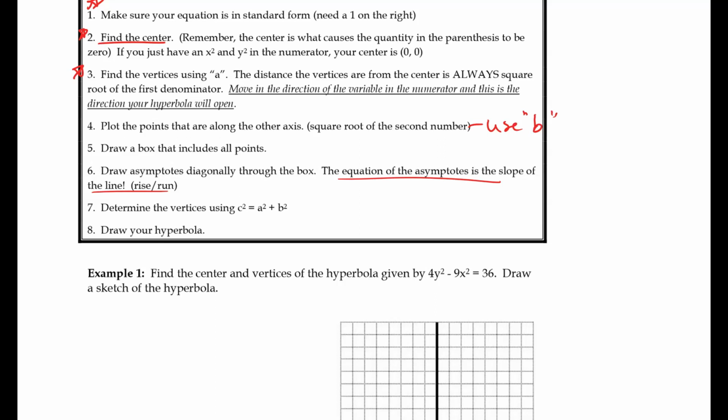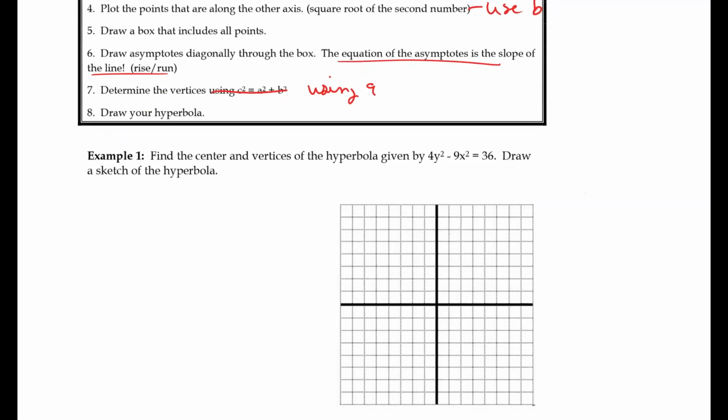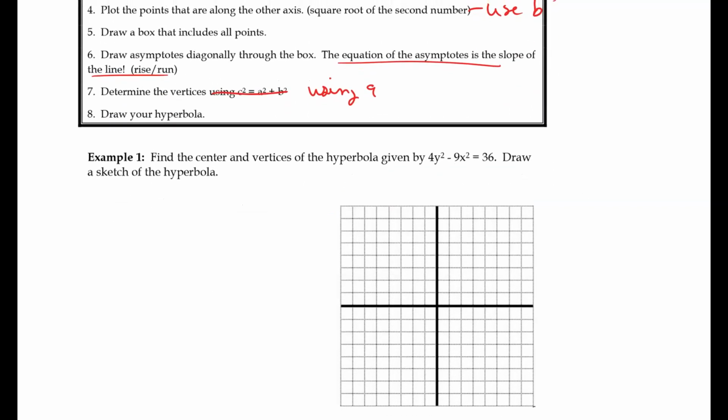And then guess what? It says determine the vertices using c squared equals a squared plus b squared. Here's what we're going to do. We're going to determine the vertices using a, and then draw your hyperbola. So here's what I mean on this. Here's an equation, and we get 4y squared minus 9x squared equals 36.